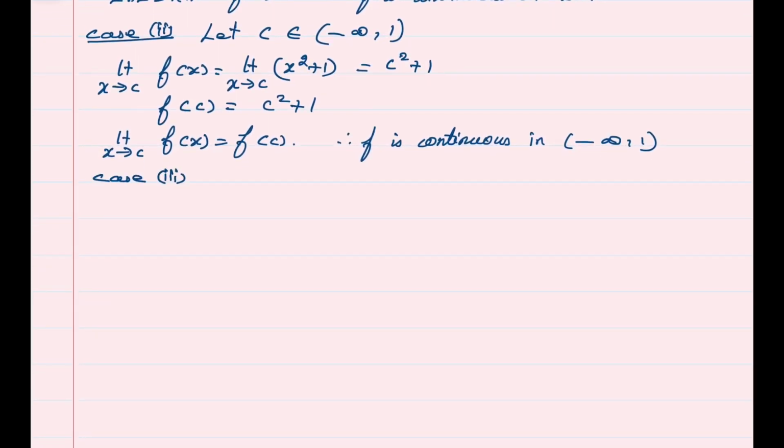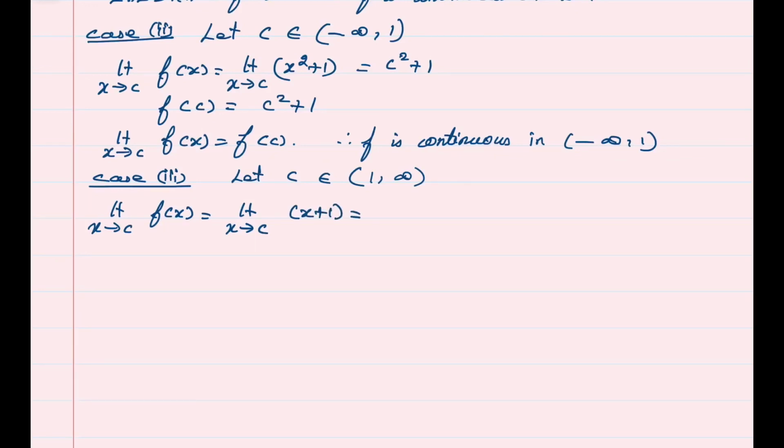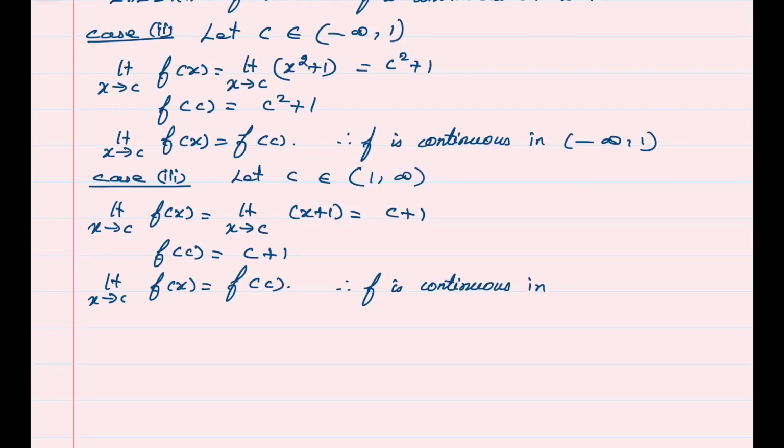Case 3. We will check for all real values which are more than 1, 1 to infinity. For 1 to infinity we are going to use greater than 1 definition. Limit extending to c of f of x equal to limit extending to c of x plus 1. It is a polynomial. Directly we will substitute the limit value, and f of c is also c plus 1. Limit extending to c of f of x and f of c are equal. Therefore, f is continuous in the open interval 1 to infinity. Therefore, there is no point of discontinuity.